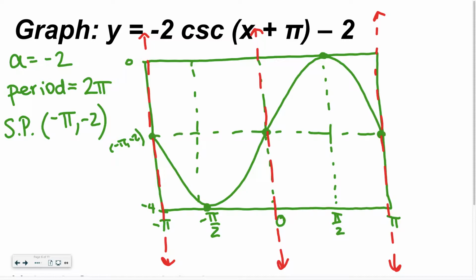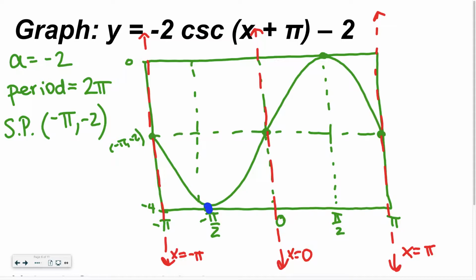Okay, and I am going to ask you to identify them on your test, which looks like Thursday is going to be the no calculator day. So we have an asymptote at x equals negative pi, x equals 0, and x equals pi.